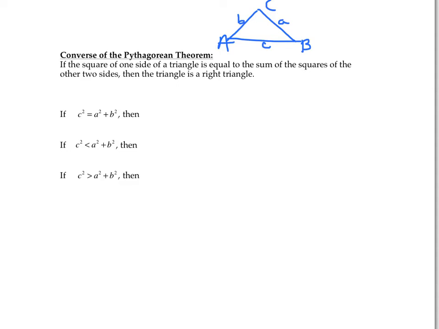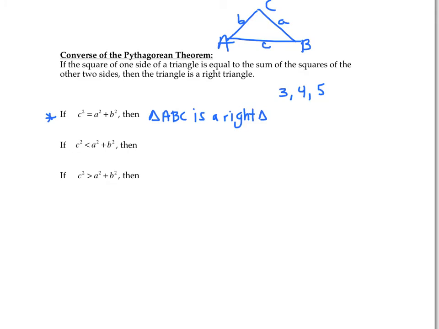So if you have a triangle and you plug the numbers into the Pythagorean theorem and you get that c squared is exactly equal to a squared plus b squared, then that means that triangle ABC is a right triangle. So let's check out some numbers. Let's say that I tell you that the lengths of the sides of the triangle are 3, 4, and 5. And we want to know if this triangle is indeed a right triangle.